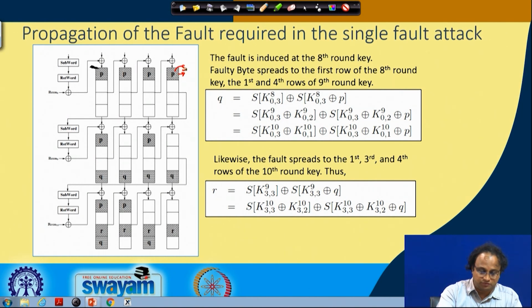Because of the circular shift, this byte will come to this location, and therefore, when you XOR this with this particular column, the differential will look like this. This differential will be 0, but here you will have some non-zero difference. Now when you XOR this with this, you get a distribution where this is P and this is Q, whereas these two differentials are 0.